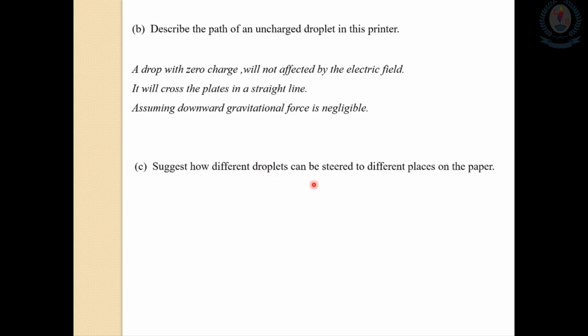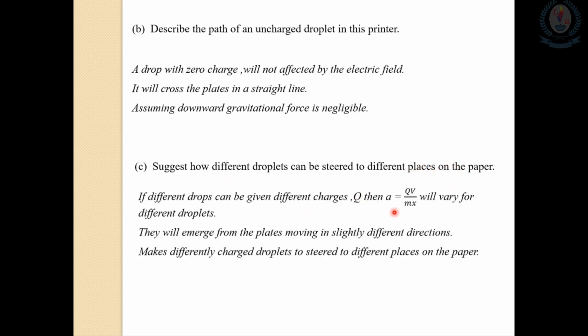Suggest how different droplets can be steered to different places on the paper. We have come across a relationship for acceleration, QV over mx. How do we change this a? We can change a by giving different charges. If Q changes, V must be kept constant, and mass and x are constant. So we can change Q by giving different charges to the droplets, and the acceleration will change.